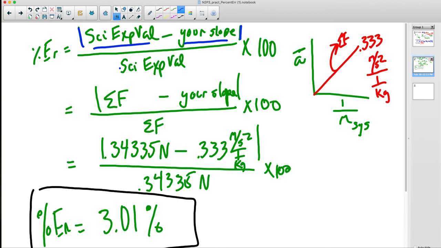If I remember correctly, most of the groups this year had slopes in the 0.45 to 0.49 range. And again, your scientifically expected value for your slope should be listed as whatever the net force is on line 1 of your part 3 data sheet. I hope that helps.